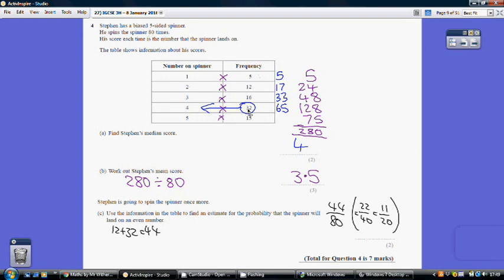So what score did he achieve on this middle spin? He achieved a 4. So our final answer is 4.